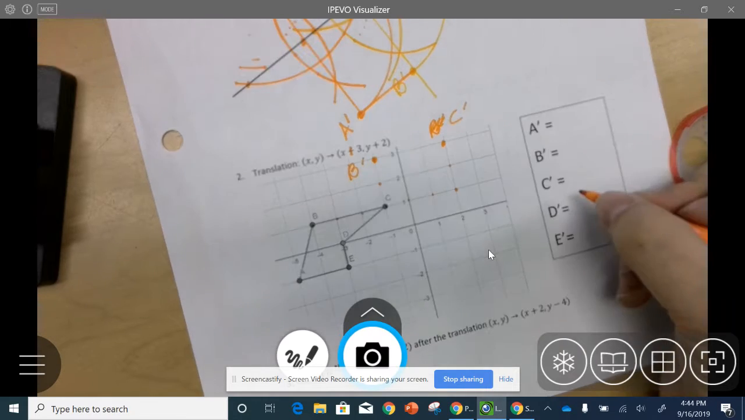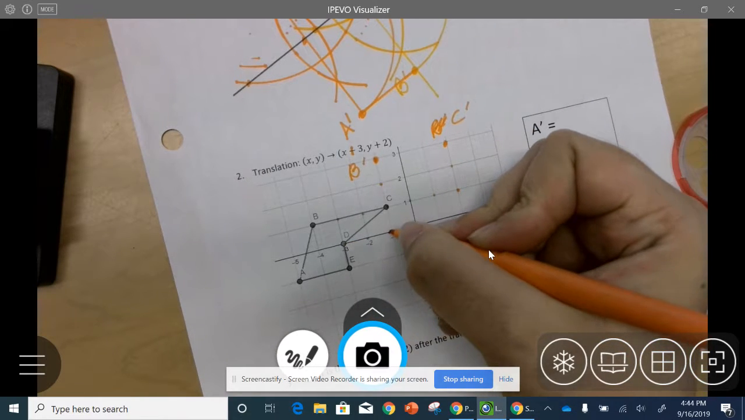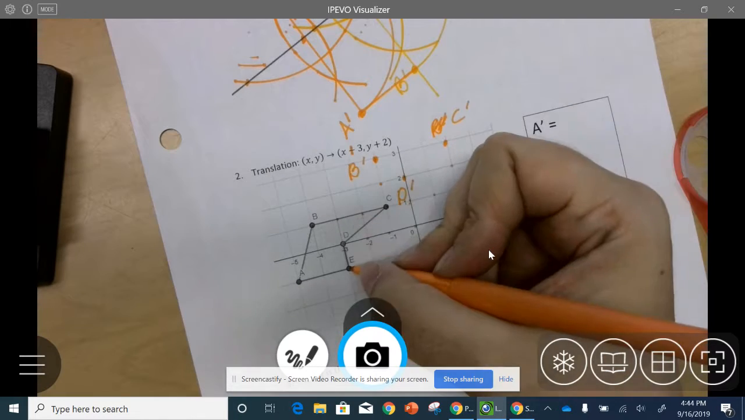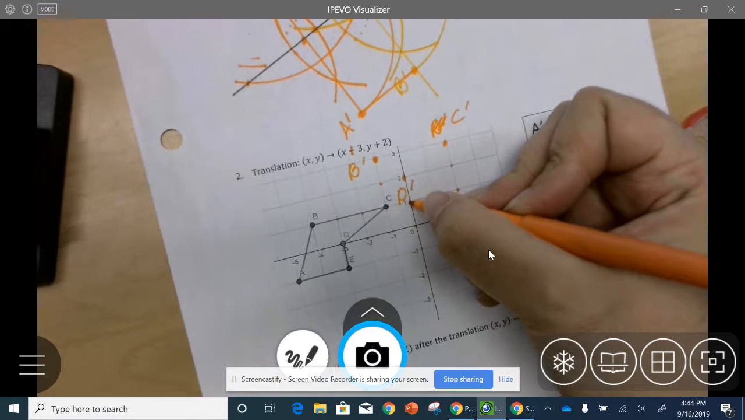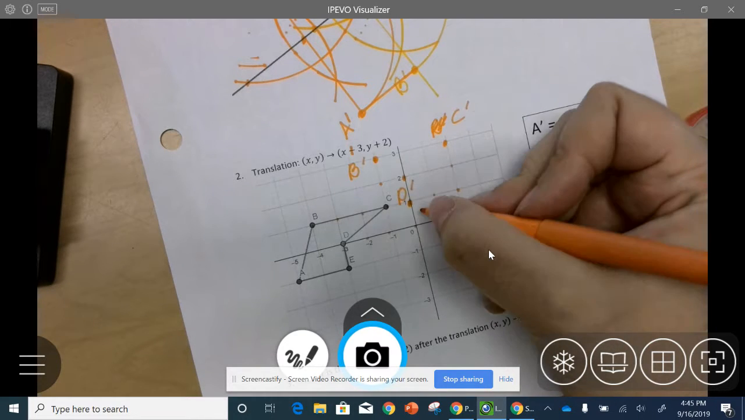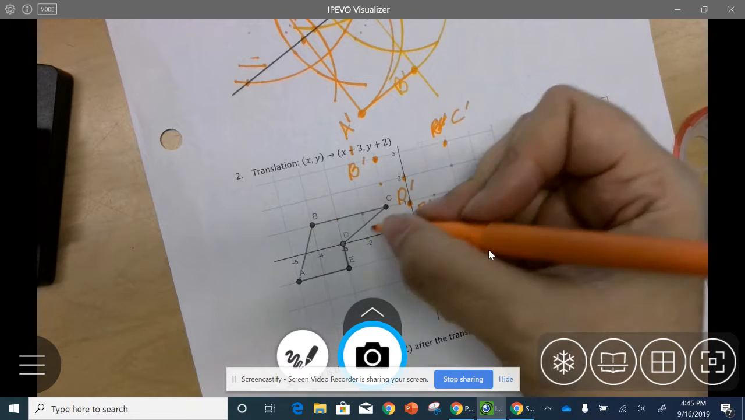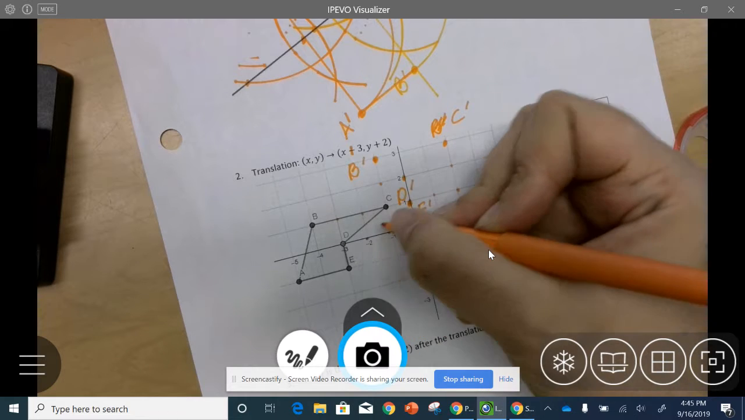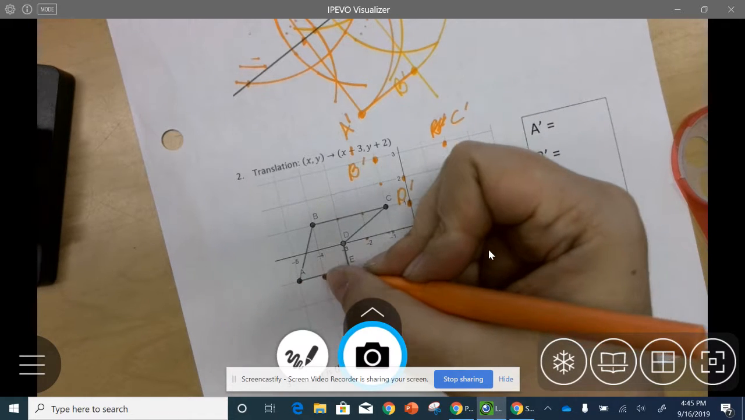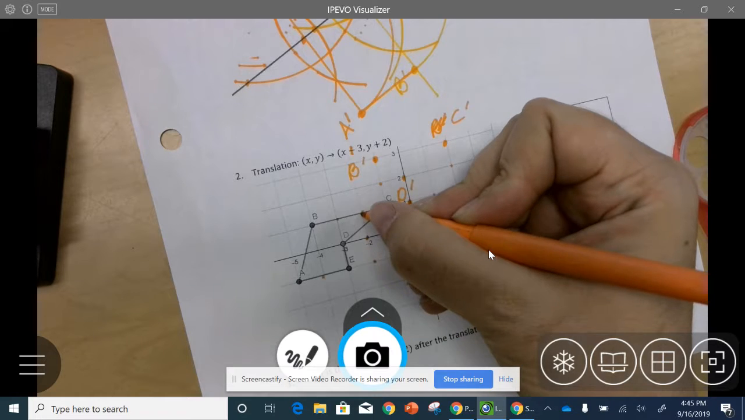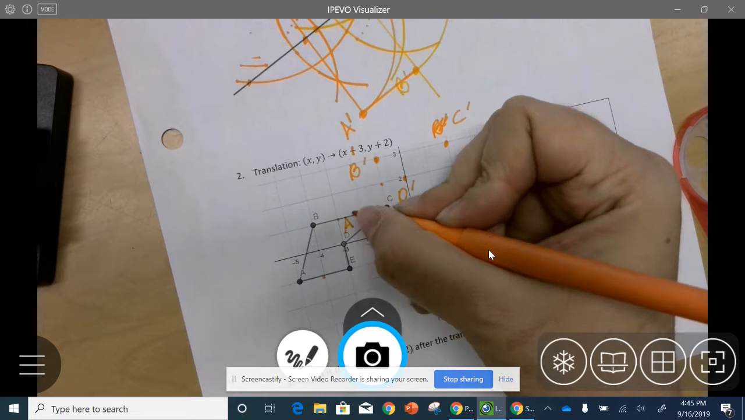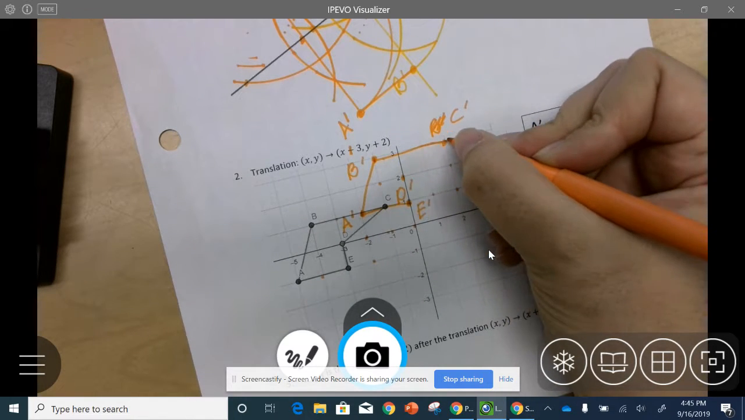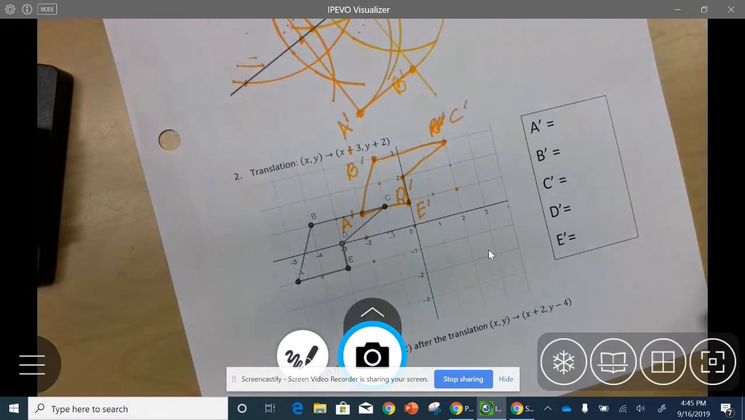Okay, and so we also do the same thing with D. Same thing with E. And then A. It's going to be over from E. So over 1, 2, 3, up 1, 2. And we go ahead and connect our pentagon. 5 sides, it's a pentagon. And then we go ahead and connect it.